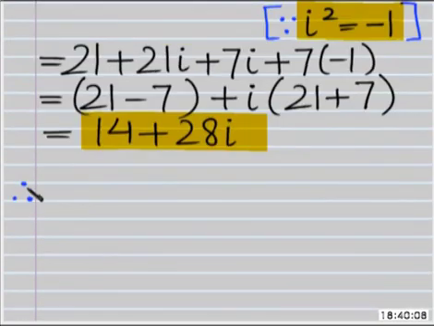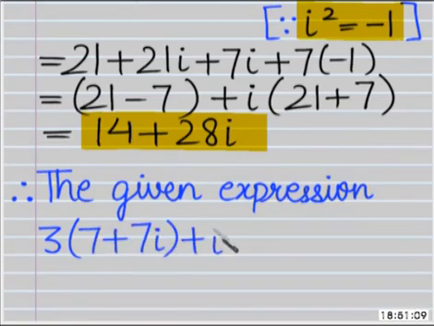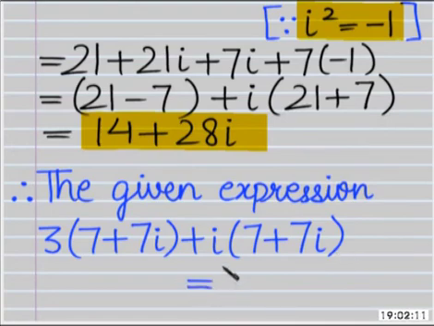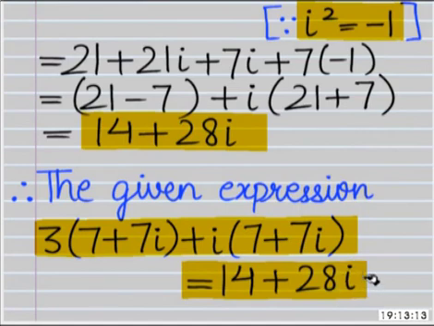Therefore, the given expression 3 whole multiplied by 7 plus 7 into iota plus iota whole multiplied by 7 plus 7 into iota when expressed in the form a plus iota b is equal to 14 plus 28 into iota. Which is the required solution.